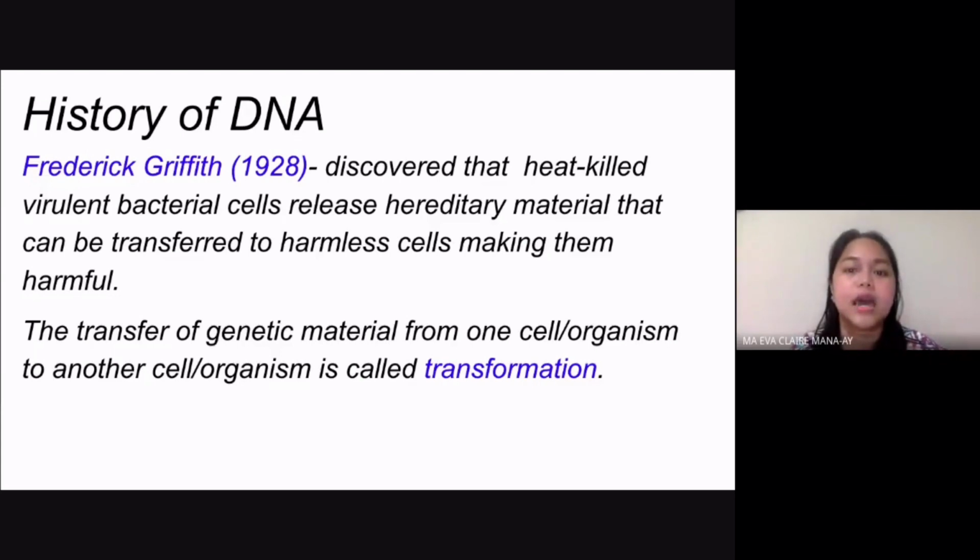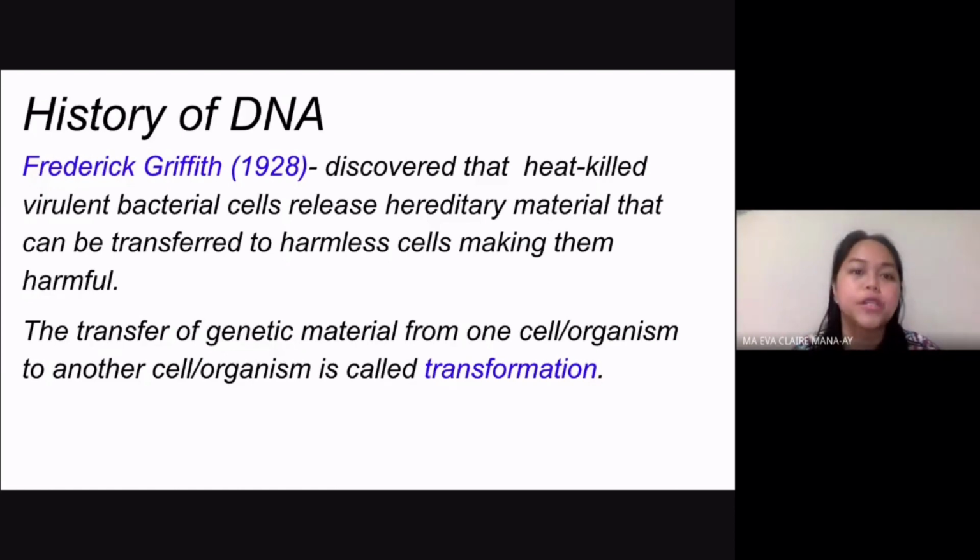Again, he said there's some parts of your hereditary material, some parts of the cell that was able to transfer into another organism, to another cell, and that caused the mice to die. Okay, so again, you need to remember, he was not sure what type of material that was. Okay, he just knew that there was some hereditary material inside the cell.